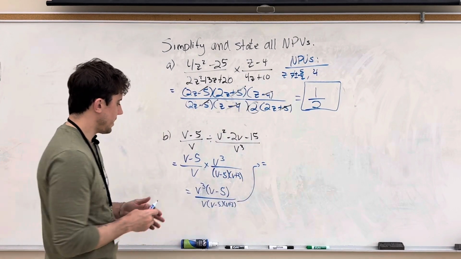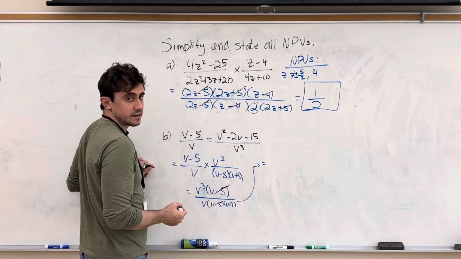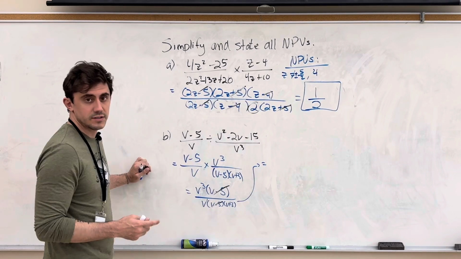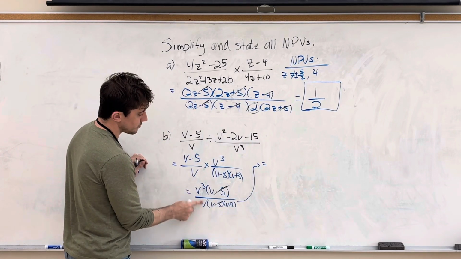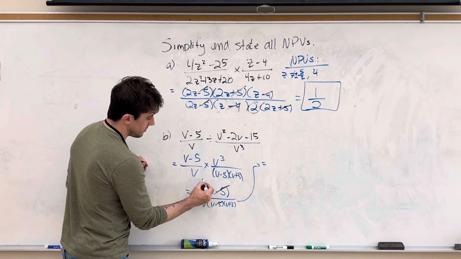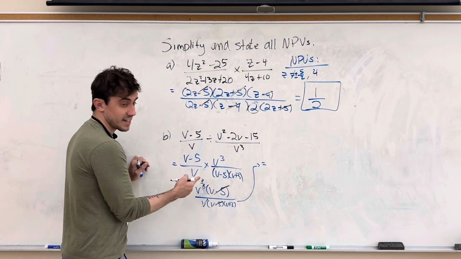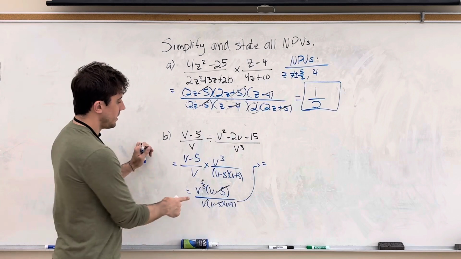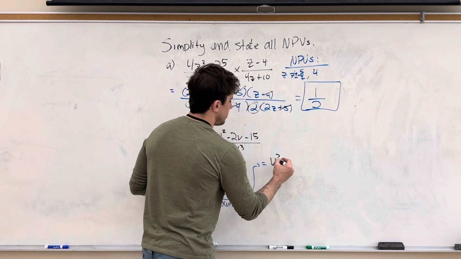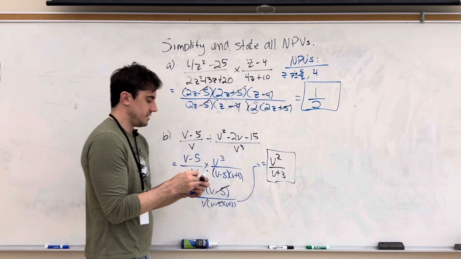At this step, we can cancel some stuff out. The v minus 5 factor can cancel out. v cubed divided by v: v is the same as v to the 1. Our exponent rules say that when we divide by the same base, we subtract exponents, right? And so one factor of v cancels out, and v cubed is now v squared, right? One factor of v canceled out in both parts. And so we have v squared all over v plus 3. And that is our simplified version.